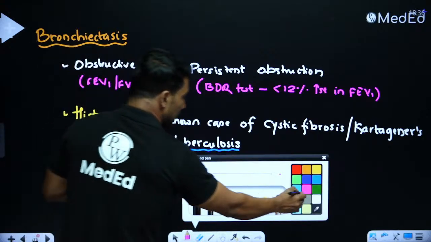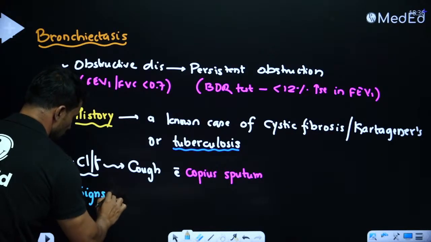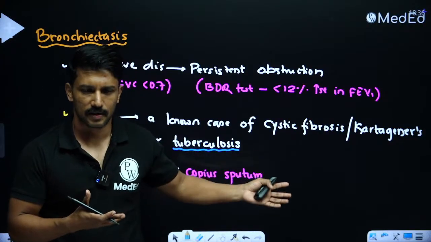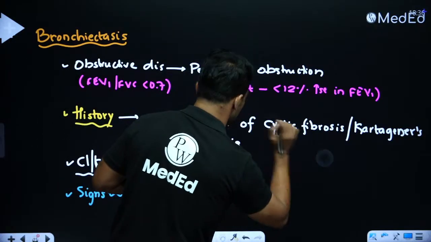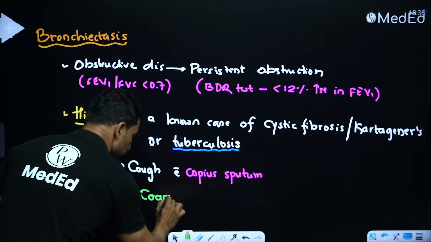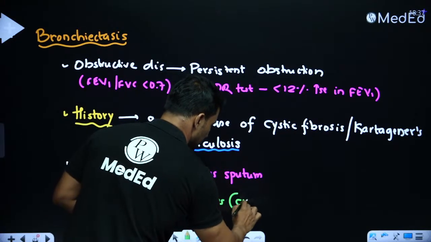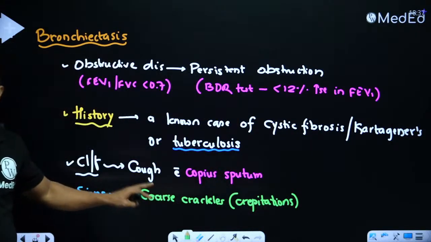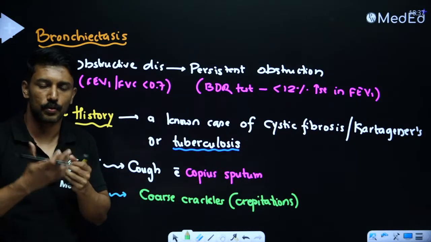Okay. Second, in terms of signs, in COPD and asthma, we get wheezing, rhonchi, and some specific signs like pursed lip breathing we saw in COPD. In patients with bronchiectasis, there is one important auscultatory finding that you need to remember. You are going to get crepitations or crackles, that too coarse crackles. Coarse crackles can also be called crepitations. You are not getting these in patients with asthma or COPD, but once there is bronchiectasis, you will have these coarse crackles, crackling sounds heard during auscultation.